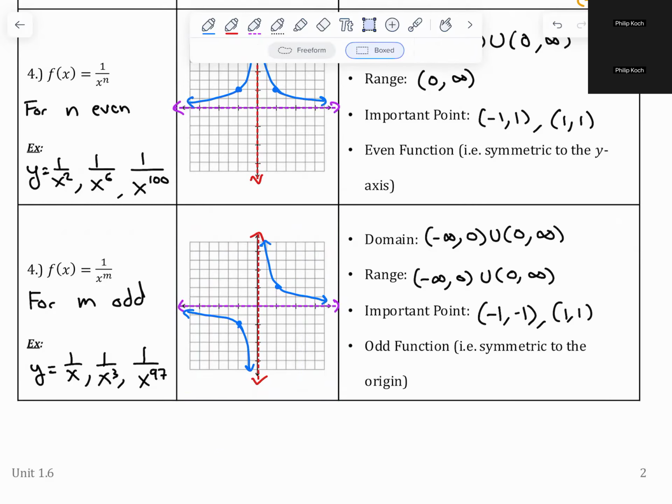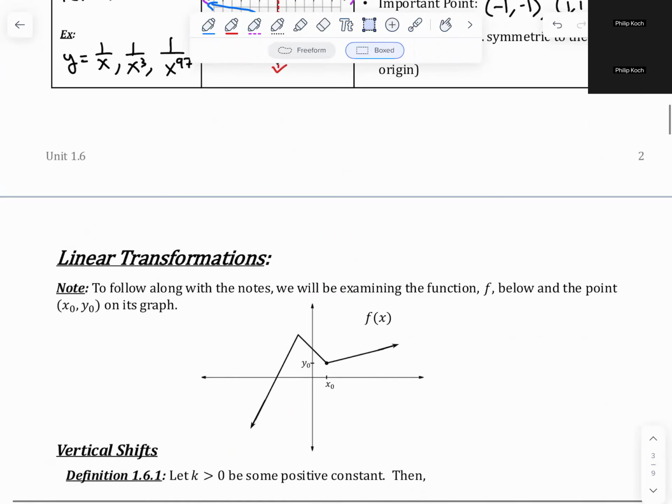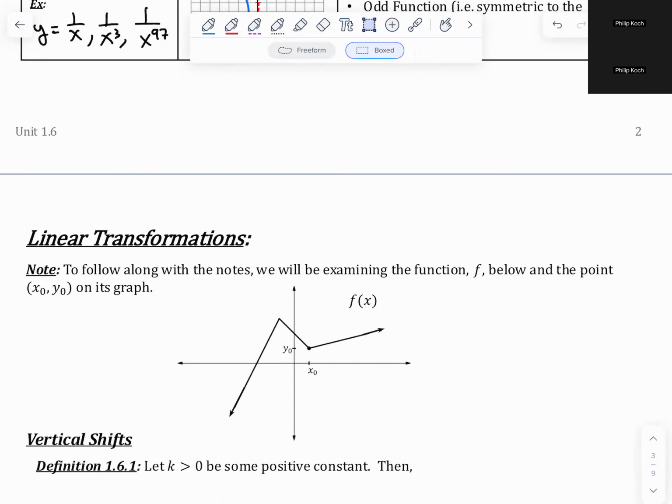So, linear transformation. Some people call this transformations of functions. Some people will call it linear transformations. They might call it something else, but at the end of the day, what we're doing is applying linear rules. Think about what a line is: y equals mx plus b. You're multiplying the x value by a number, or you're adding or subtracting a number to the x on the outside. Those are what we call linear transformations.